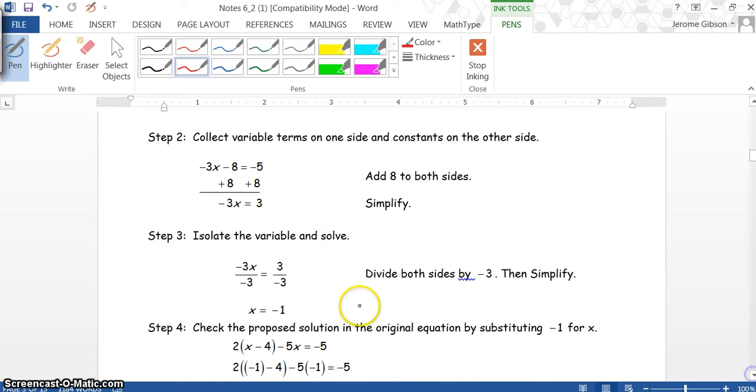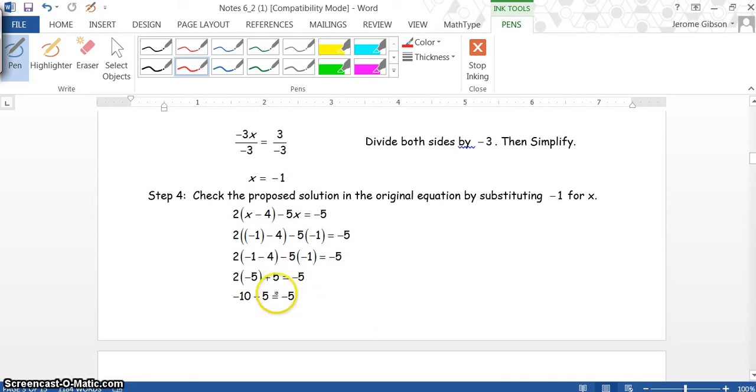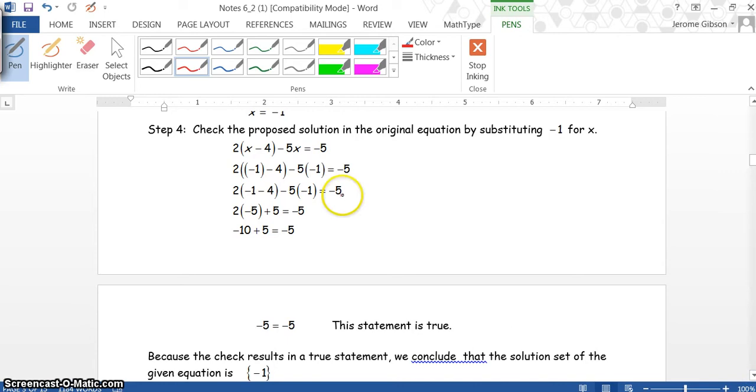Now step 3, we're going to isolate the variable and solve. Divide each side by negative 3, the number that's connected to x, and that will give us x equals negative 1. Now if you want to check your solution, the only thing you would need to do is go back to the original equation and substitute in negative 1 for x and solve. If both sides of the equation are the same, then your answer is correct, which we see here.